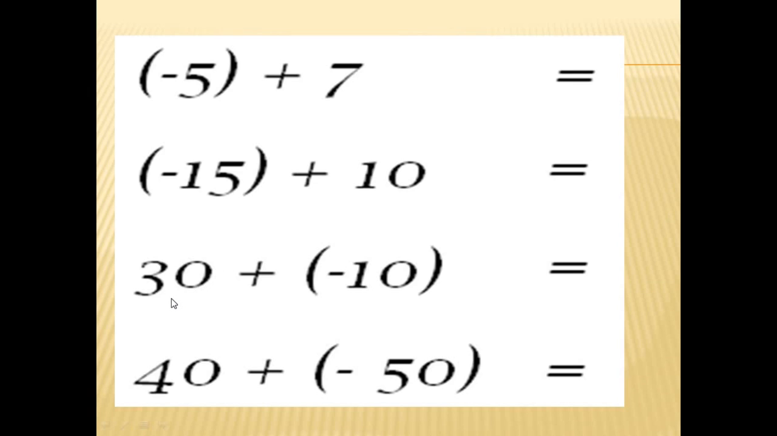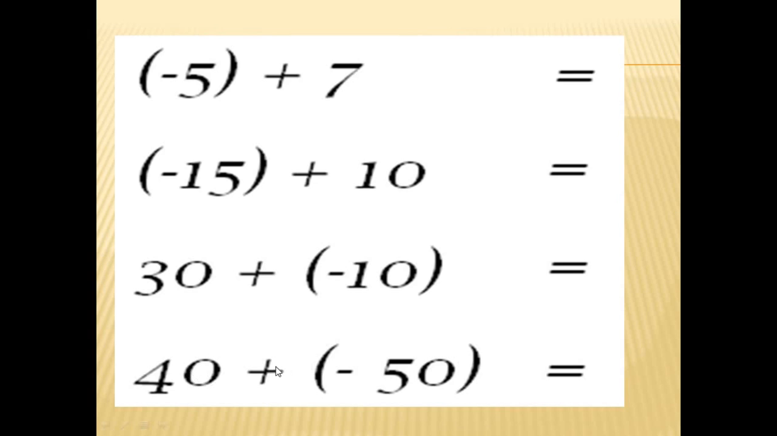Another question, 30 plus negative 10. The same method. We are going to find the absolute value of both. It is 30 and 10. Absolute value of 30 is 30. Absolute value of negative 10 is 10. So what is the difference between 30 and 10? It's 20. The greater number is 30. It is having a positive sign. Therefore, the answer is 20.